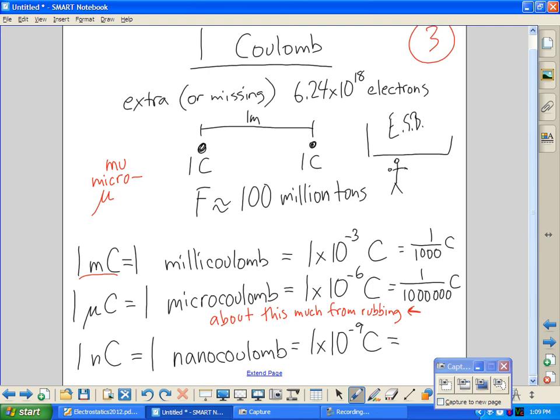There's about 15 coulombs of electrons in a typical lightning bolt. A typical, average size lightning bolt is about 15 coulombs of electrons coming from the clouds back to the ground. So, yes, very, very rapid.